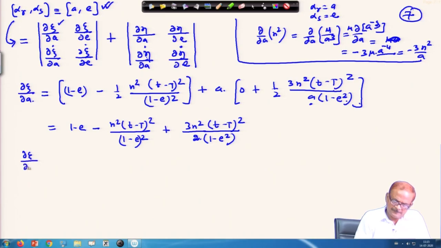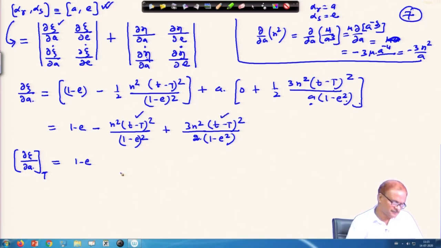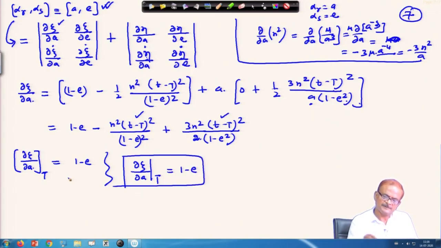And if we try to evaluate at the perigee, that means we are evaluating at the point where t equal to capital T, so at that point we get this as 1 minus e. This quantity will be 0, this quantity will be 0, so we will get this as 1 minus e. Okay, so basically this term we write as dou xi by dou a to be evaluated at t equal to capital T, which is 1 minus e. Okay, so this way we have to evaluate all the terms.